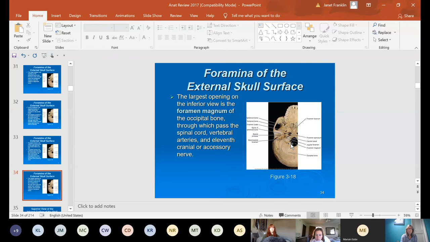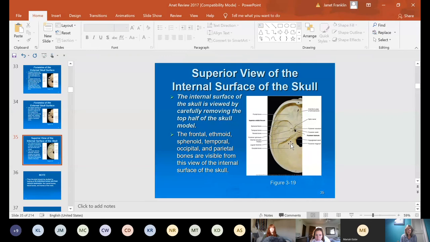And then you've got the superior view. So now we've taken the skull from here and we've tipped it down and we're looking here. That's called the superior view, so you're looking from the top. You can see the frontal, ethmoid, sphenoid, temporal, occipital, and parietal bones from this view. And when we get in lab next week, we'll look at all of those bones.